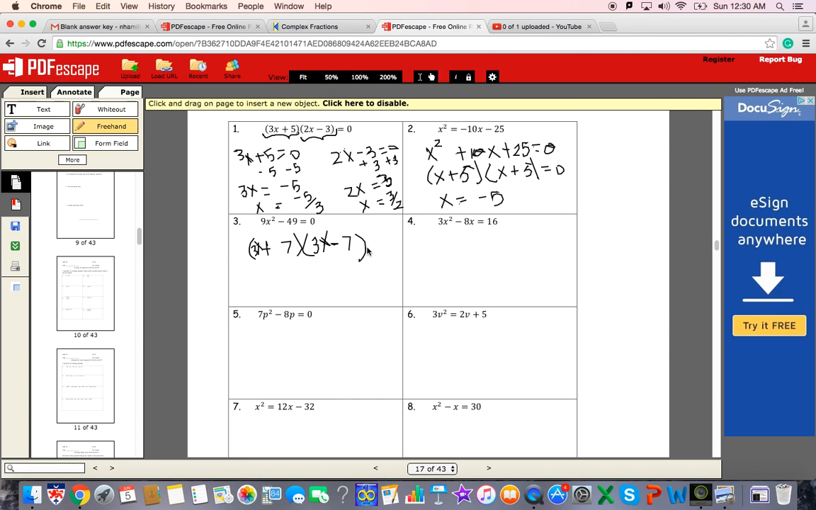And so we get that that is equal to 0, which means that either that's equal to 0 or that's equal to 0. And I'm going to go ahead and solve this part pretty quickly, because you saw me take my time doing it up here, and you're just going to repeat the similar or same steps. All right, so in this case, x is negative 7 over 3.